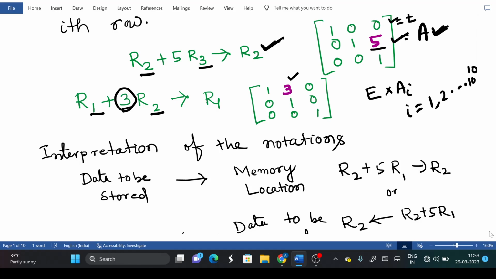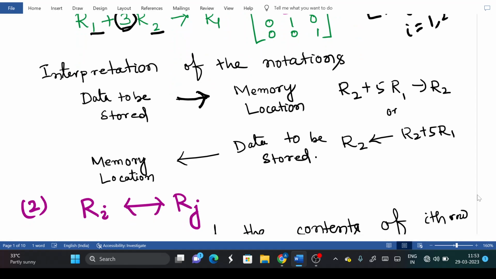Now regarding the pointer, as I have told, while writing this notation, what is the meaning? This is my pointer. The pointer direction gives the memory location, and the content just before the tail of the pointer is our data to be stored. So here 5 times row 1 is added to row 2. That means the resultant is stored in row 2.